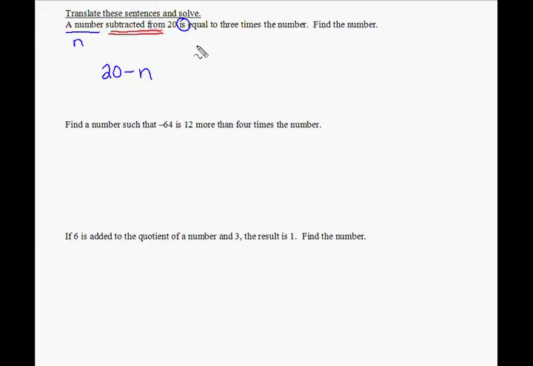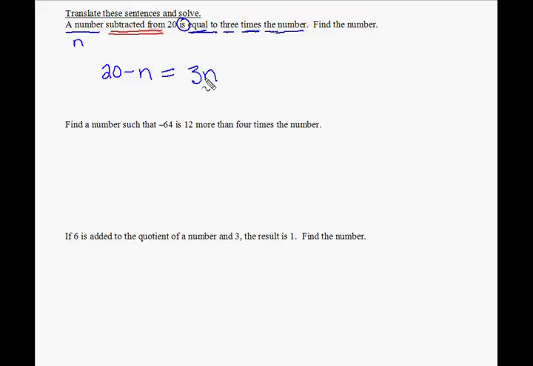The words is equal to are our equal sign, and then we have 3, which is a number, times, which indicates multiplication, the number. That's very important because the number means that you've already chosen a number and you have to continue using that number. Now we want to try and solve this problem.